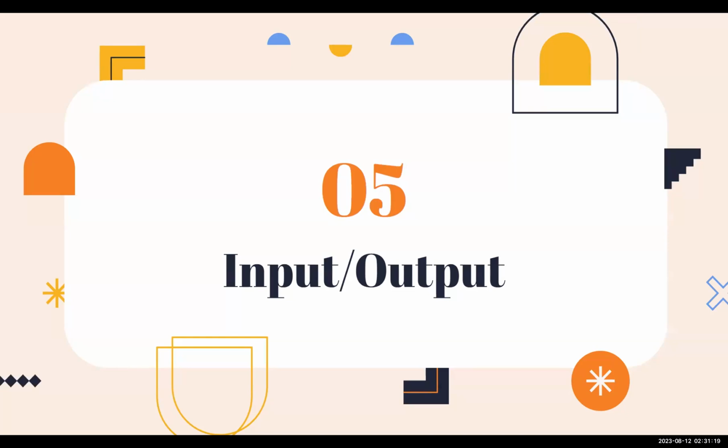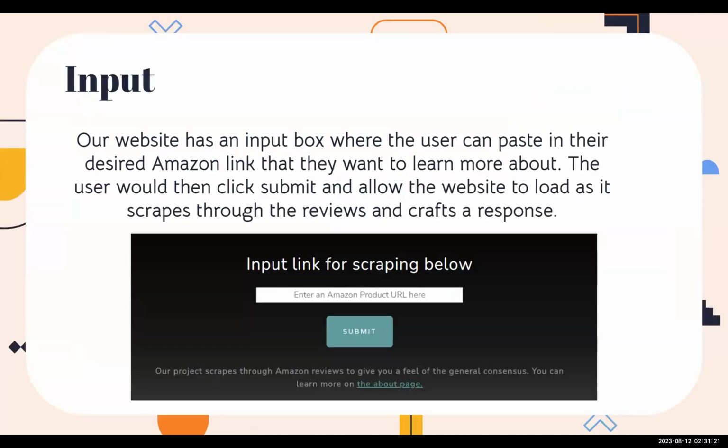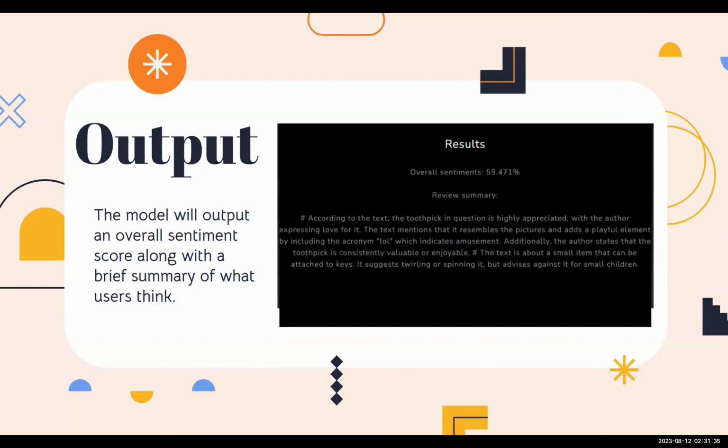Inputs and outputs. For our inputs, our website has an input box where the user can paste in their desired Amazon link that they want to learn more about. The user would then click submit and allow the website to load as it scrapes through the reviews and crafts a response. Output. The model will output an overall sentiment score along with the brief summary of what the user thinks.